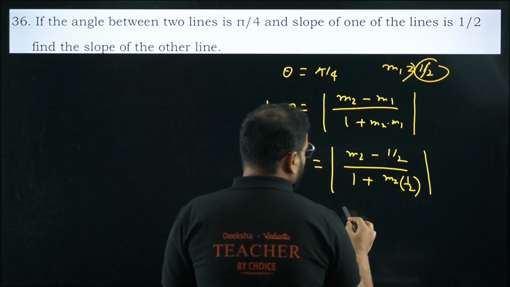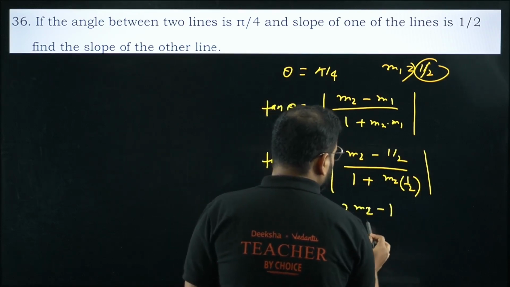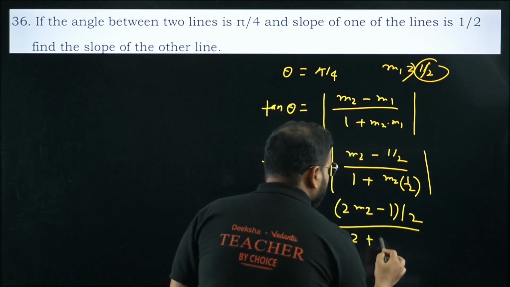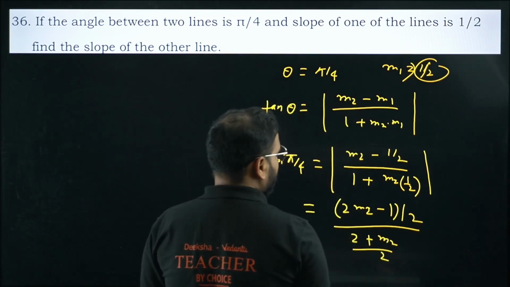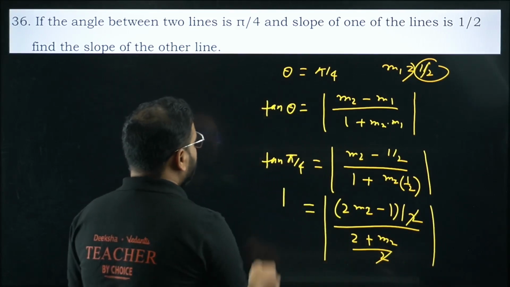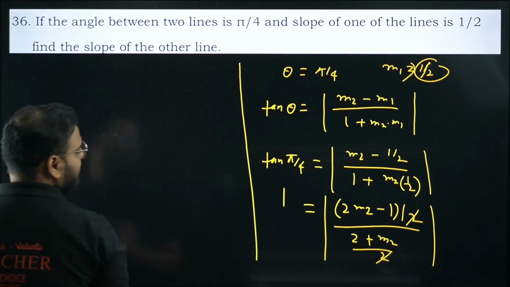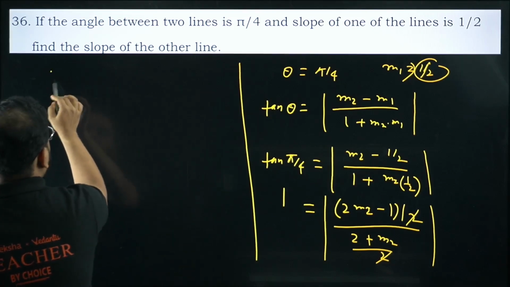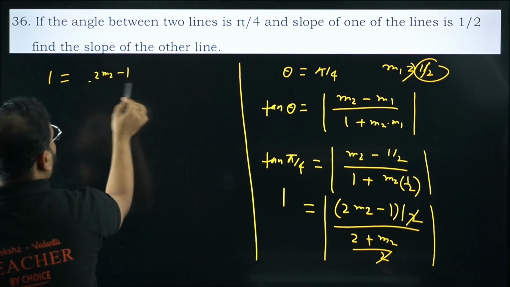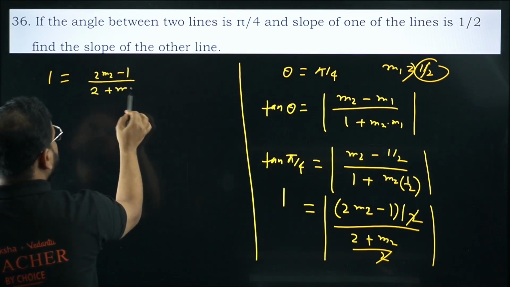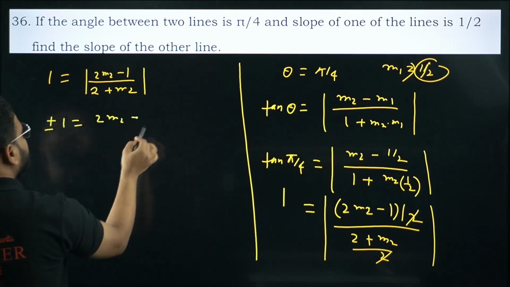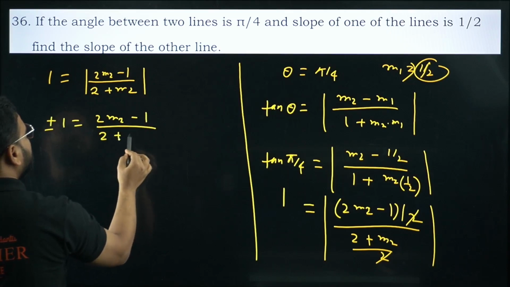What I get? 2 times m2 minus 1, whole thing divided by 2. Over here also I get 2 plus m2 by 2, whole thing in the mod. 2 and 2 is cancelled. I have over here plus 1. Check this out. What will happen to this side? I'll have 1 equals 2m2 minus 1 upon 2 plus m2 in the mod. Remove the mod now. It will become plus minus 1 equals 2m2 minus 1 upon 2 plus m2.